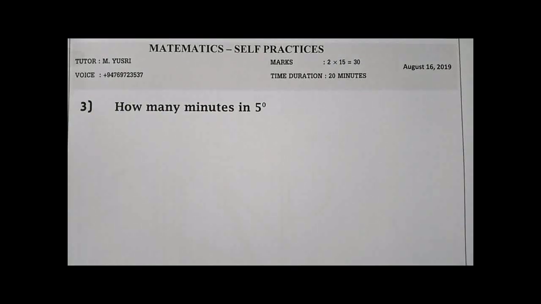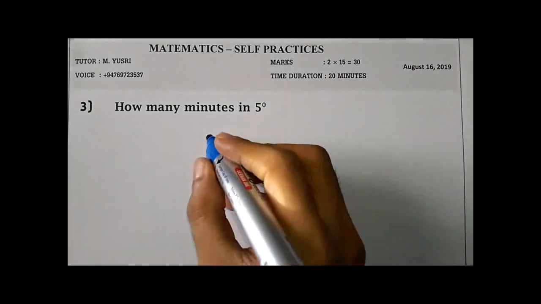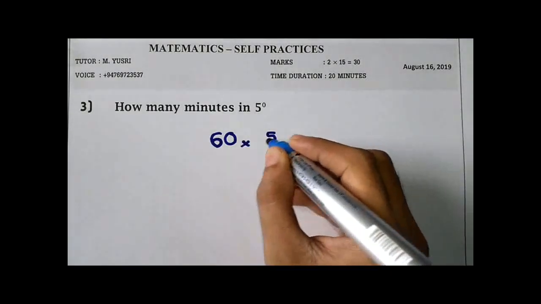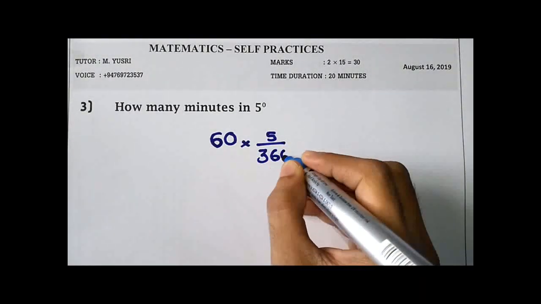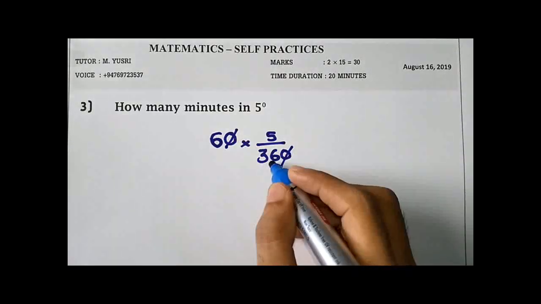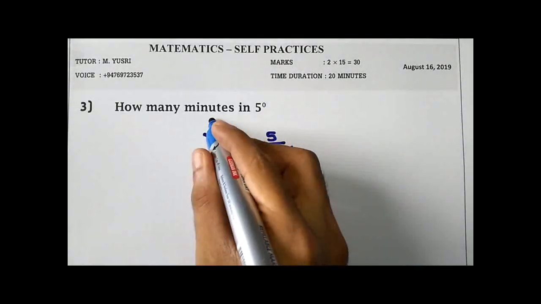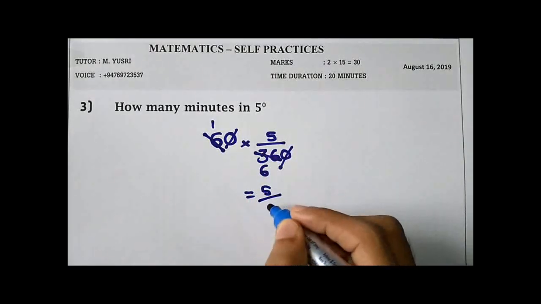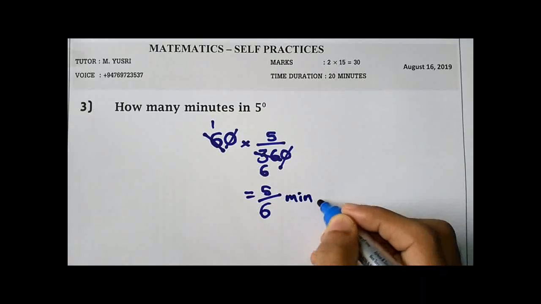This one is a pretty interesting question. They're asking how many minutes in 5 degrees. How do we find that? We know the total number of minutes in 1 hour is 60. So 60 minutes, and 5 degrees means 5 out of 360. Now we just have to simplify this. The 0 and 0 we can cancel. 6 and 36, 6 is a common factor. How many 6s are here? 1, and here 6. So 5 over 6 minutes. That means it's less than 1 minute.